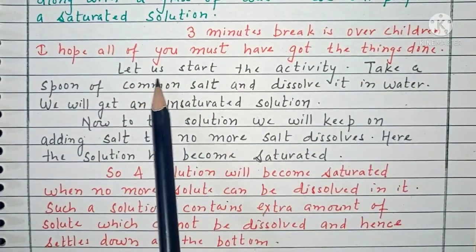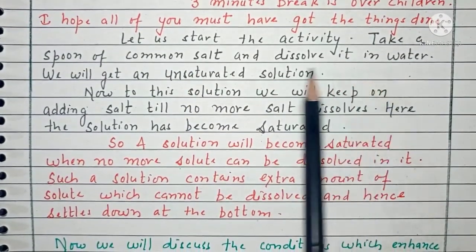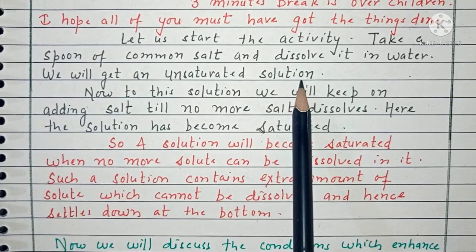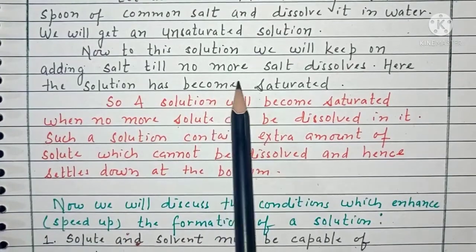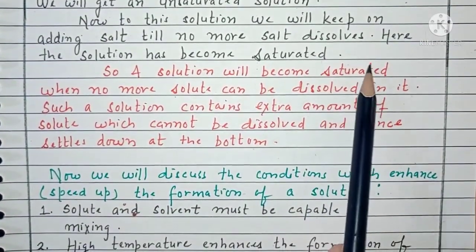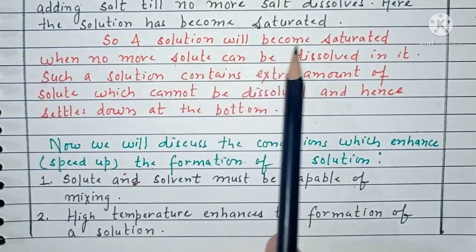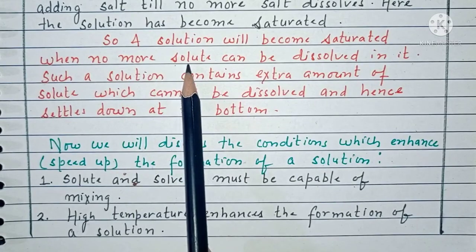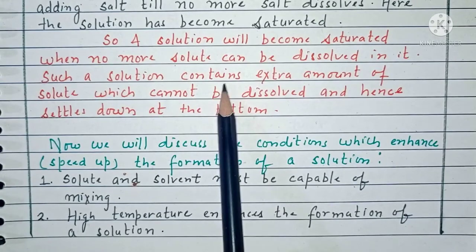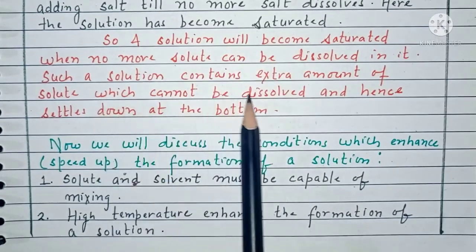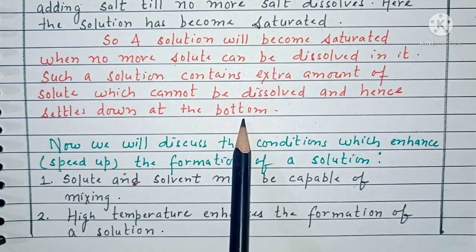So what we have to do here, take a spoon of common salt and dissolve it in water. This is an unsaturated solution. Now, to this solution, we'll keep on adding salt till no more salt dissolves. Here, the solution has become saturated. So, a solution will become saturated when no more solute can be dissolved in it. Such a solution contains extra amount of solute which cannot be dissolved and hence settles down at the bottom.